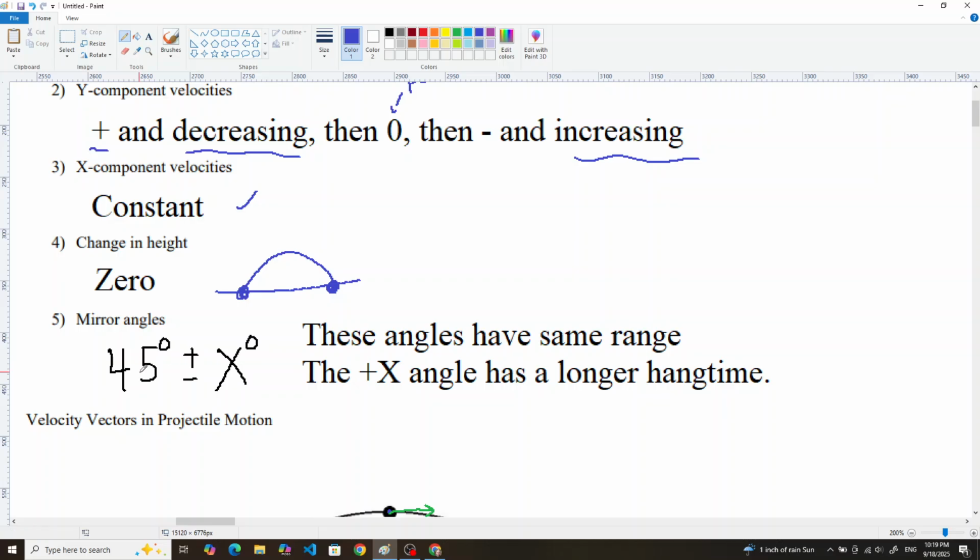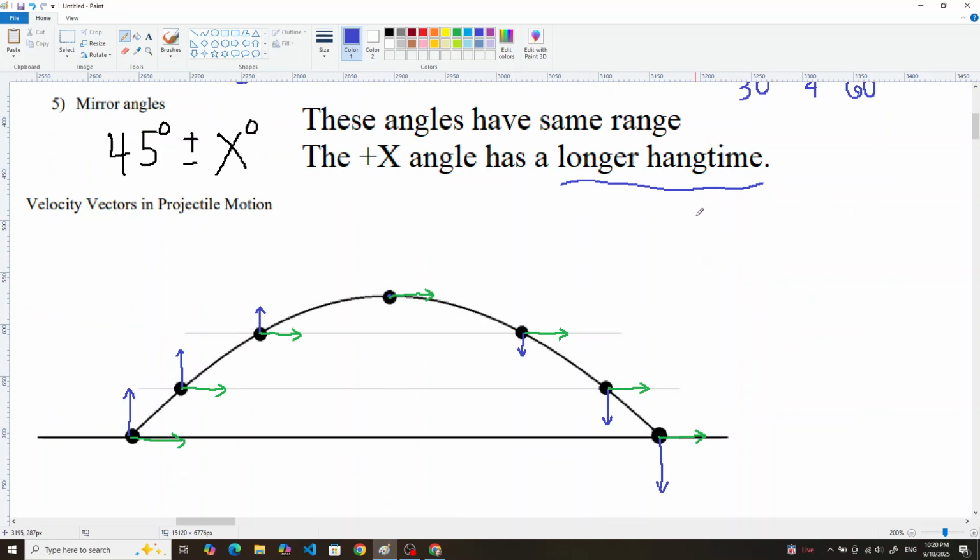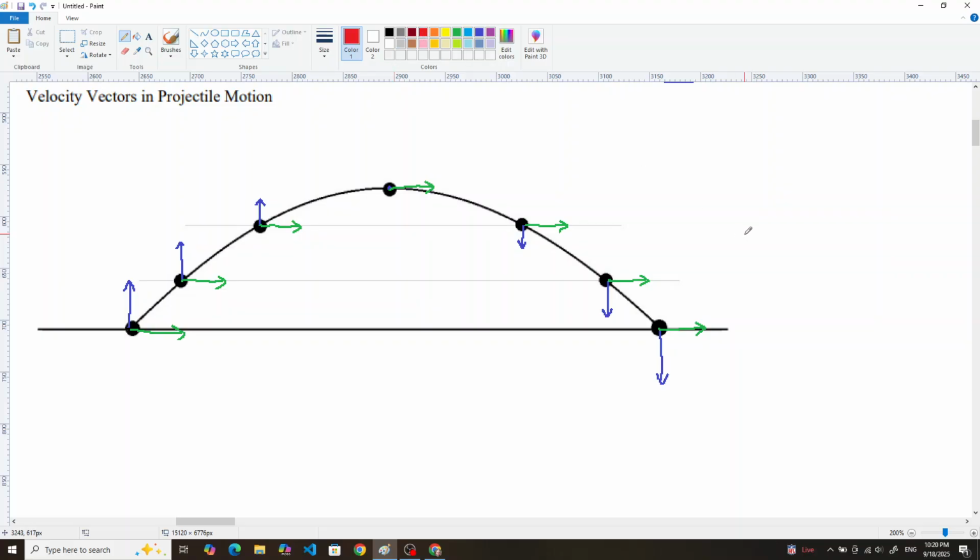45 degrees is the maximal range that can be achieved in a projectile under the influence of no air resistance. Now, 45 degrees plus or minus x degrees. So, for example, 30 degrees and 60 degrees are both 15 degrees away from 45. So 30 degree and 60 degree projectiles will actually have the exact same range, but the 60 degree projectile will have a longer hang time because it has a higher upward initial velocity. Now, how do vectors look for projectiles? In blue is the y component of the velocities, and in green is the x component.